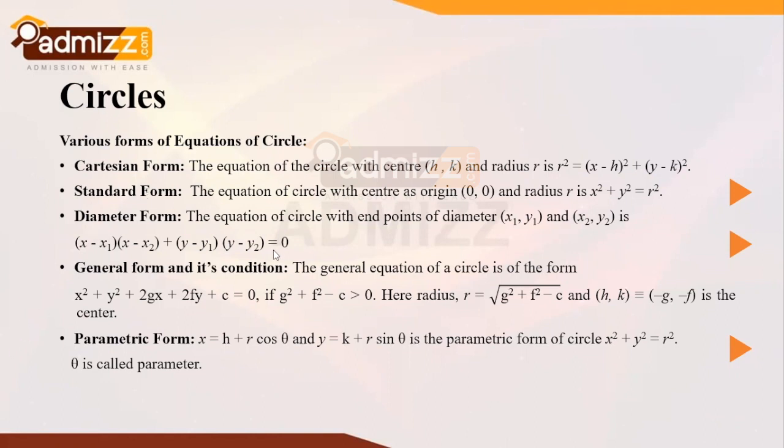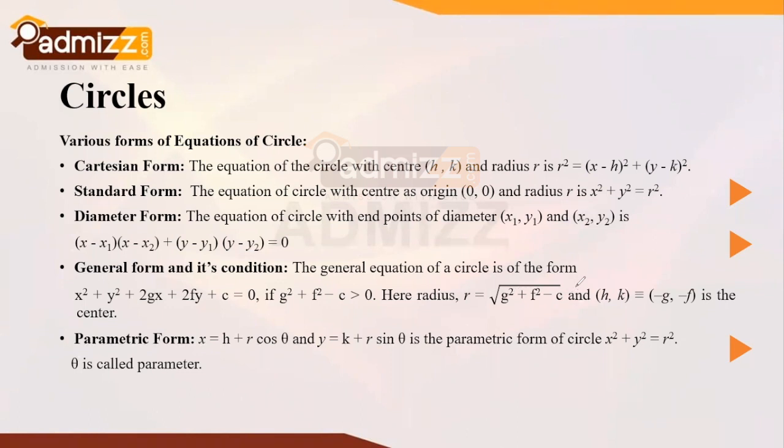Now the general form and its condition. So what is the general equation of circle? There is sometimes confusion between the standard form and the general form. The standard form is x square plus y square equal to r square, and that is for the equation of circle with center as origin. Whereas the general form of the equation of circle is given by x square plus y square plus 2gx plus 2fy plus c equals 0, wherein g square plus f square minus c is always greater than 0. Why? Because the radius value is given by under root of g square plus f square minus c. So this has to be greater than 0, otherwise it is not a circle.